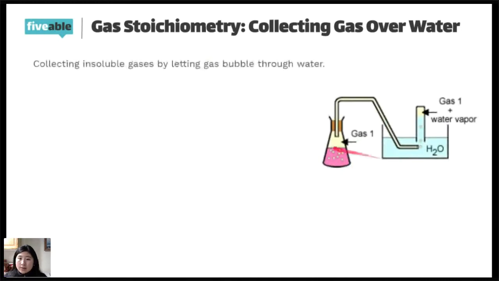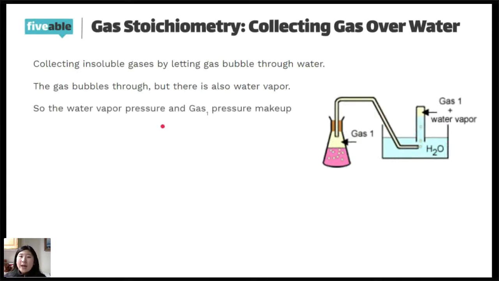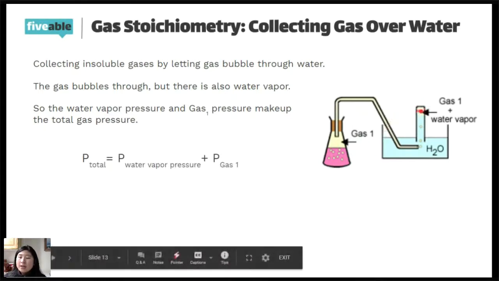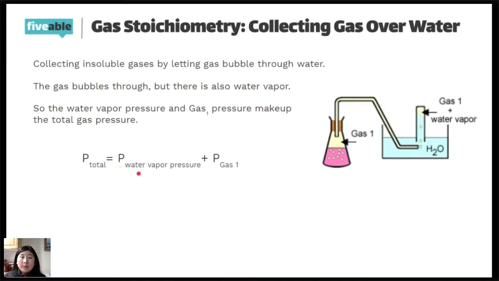So in this case, the only way we can use this is when we're collecting insoluble gases, because we're letting the gas bubble through the water. The gas bubbles through, but there's also water vapor. And so the water vapor and gas 1 make up the total gas pressure. The total gas pressure that we have in the sample right up here is equal to the pressure of the water vapor and also the pressure of gas 1.